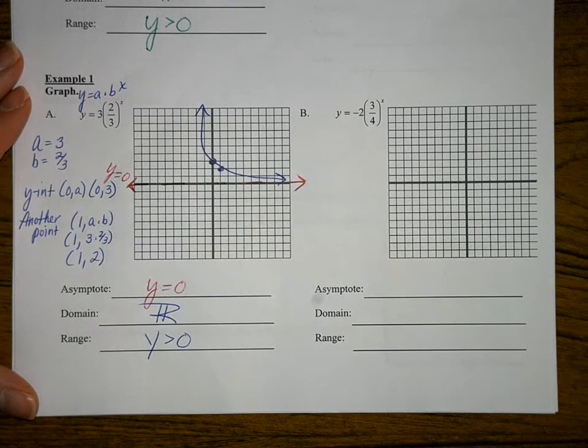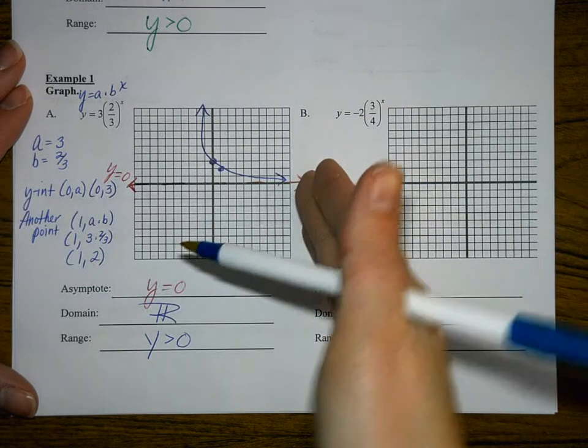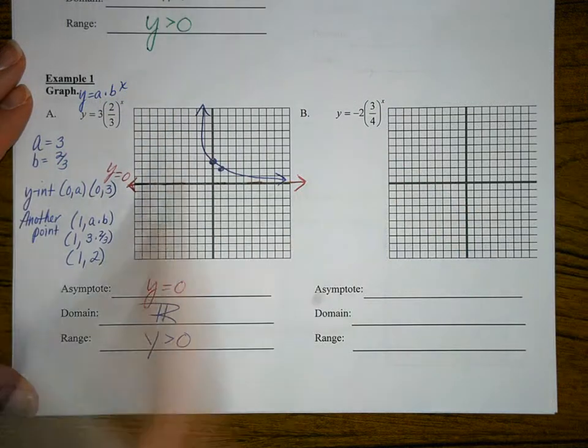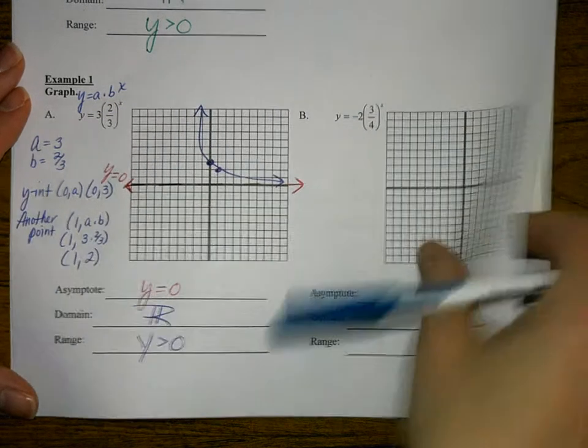Really, the similarities from yesterday should be abounding. They're everywhere. Except, what makes it decay? What makes this graph fall down and to the right instead of going up and to the right? The b. When my b is between 0 and 1, it falls down and to the right. When my b is bigger than 1, it goes up and to the right. That's the whole picture.